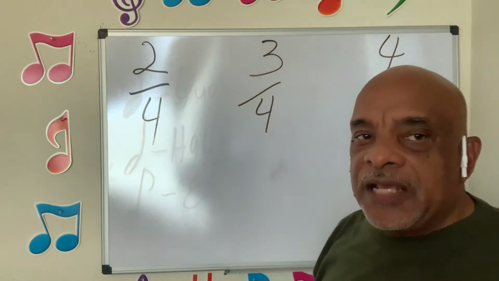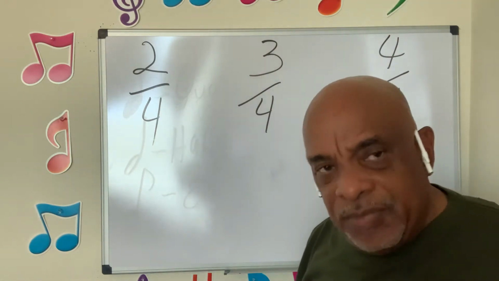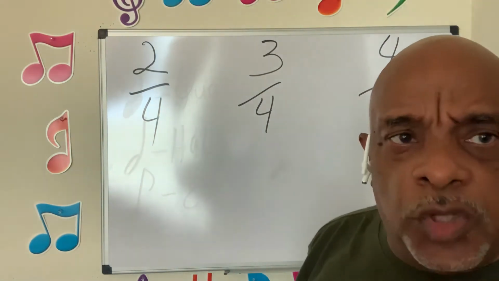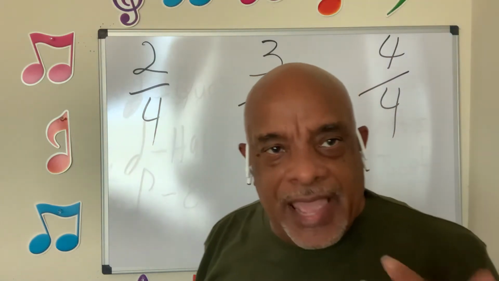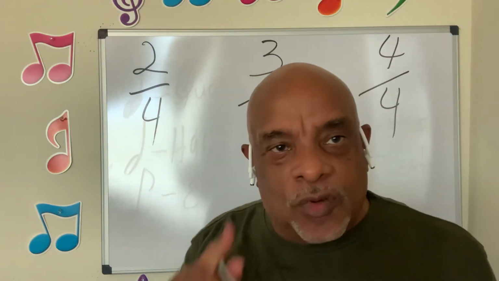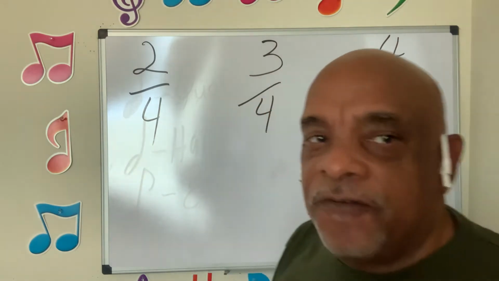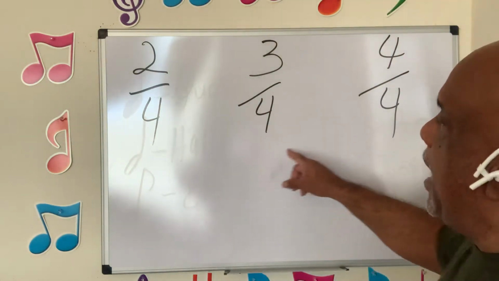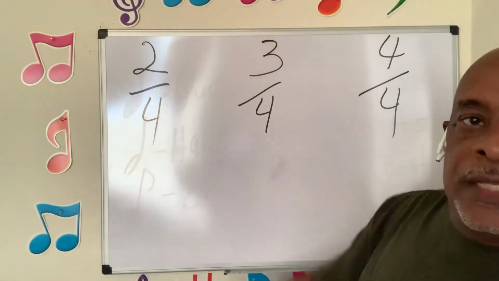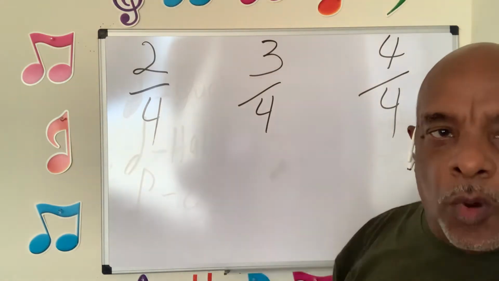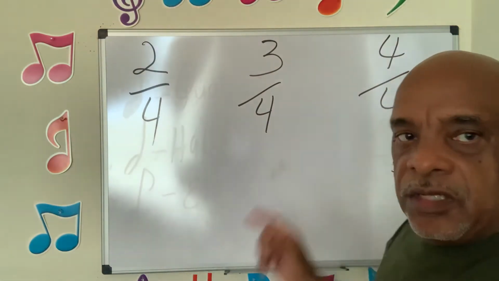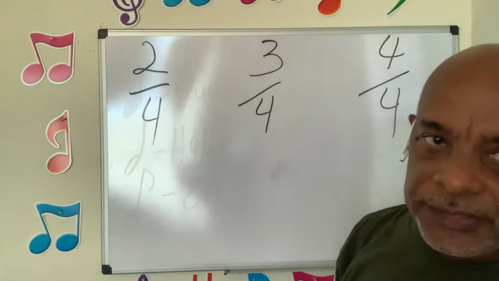Remember we said in the beginning that the whole note gets 4 beats, the half note gets 2, and the quarter note gets 1 beat. So when I see this 4 at the bottom of the time signature, that tells me that the quarter note in these cases will get 1 beat.